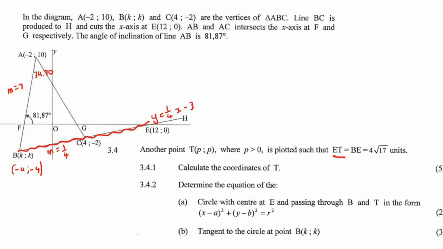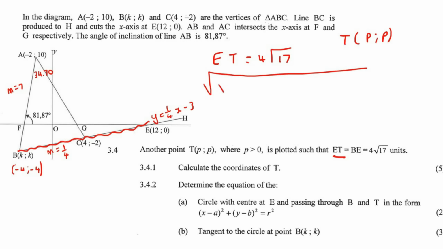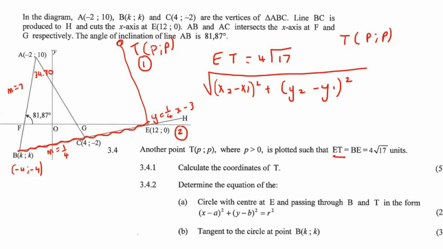Right, now, okay, so let's just say this. We know that the length from E to T is 4 square root 17, right? From E to T. Now, T we don't know, but we know that T has coordinates of P and P. So we can just use the distance formula, which is this, not squared. And let's just guess where T is. Maybe T is here. So we say T has coordinates of P and P. I'll use this as point number 2, and I'll use this as point number 1, and so we can do the following.